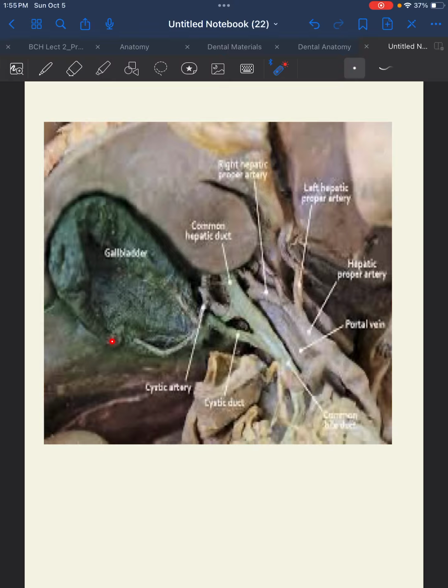So here's the gallbladder right here. Fundus, body, neck, cystic duct, hepatic duct. Remember, the common hepatic duct and the cystic duct meet, and then they become the common bile duct, this green line traveling down. So cystic duct, common hepatic duct, common bile duct traveling down to the major duodenal papilla and the ampulla of Vater.